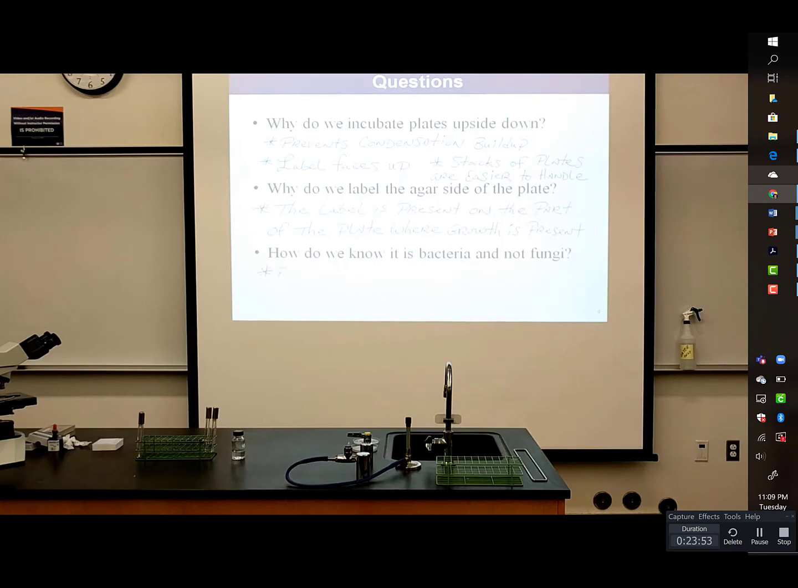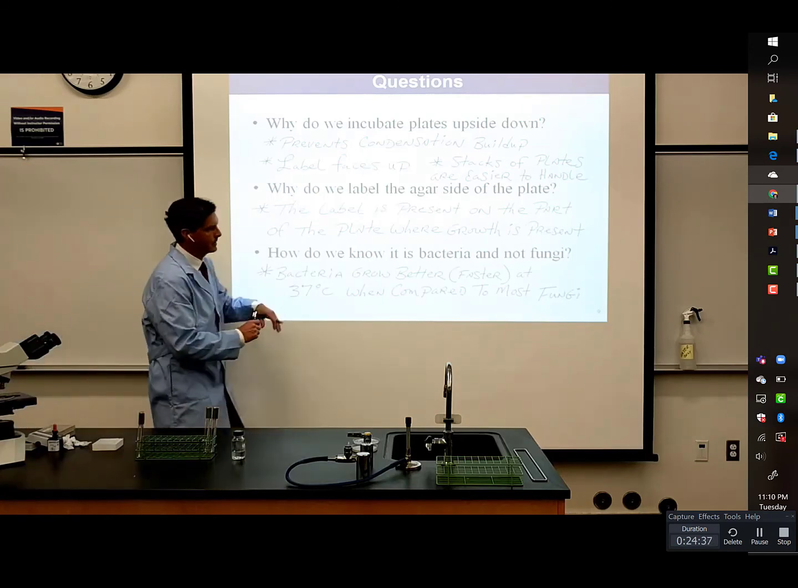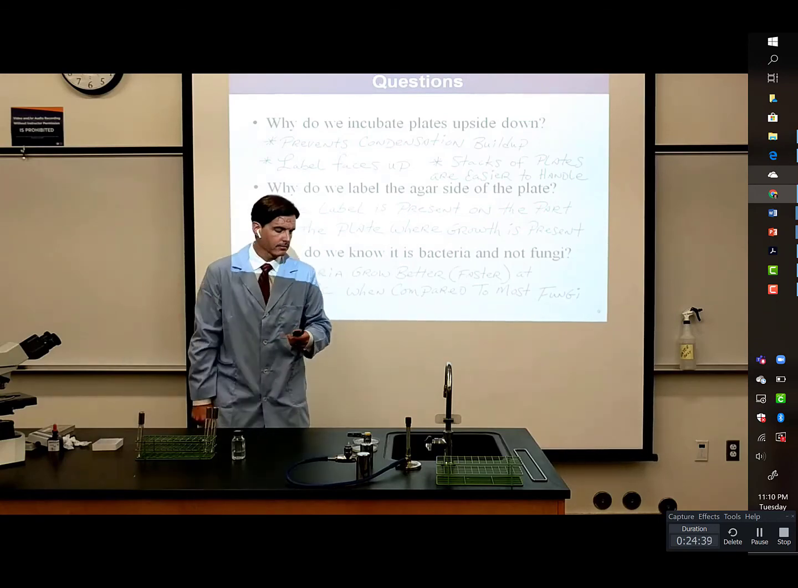So we can say that bacteria grow better, faster, more readily at 37 degrees Celsius when compared to most fungi. Some fungi are slower growing as well. So that's something to keep in mind when we look at our results next time we come back to lab.